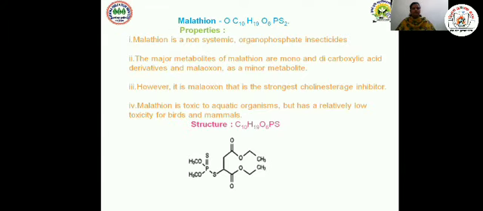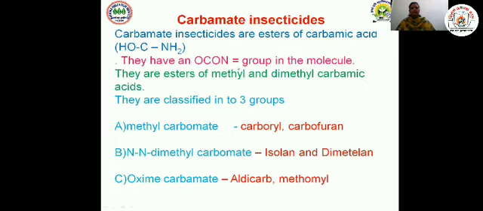Malathion. Malathion is a non-systemic organophosphate insecticide. The major metabolites of malathion are mono and dicarboxylic acid derivatives, and malaoxon is a minor metabolite. However, it is malaoxon that is the strongest cholinesterase inhibitor. Malathion is toxic to aquatic animals but has relatively low toxicity for birds and mammals. Below, the structure of malathion is given. These are the properties.